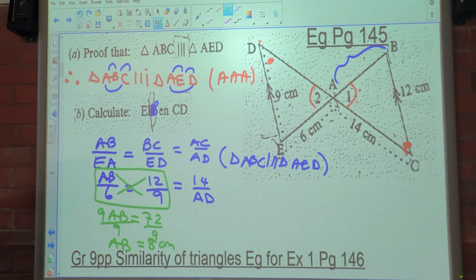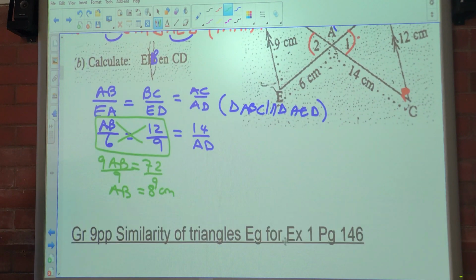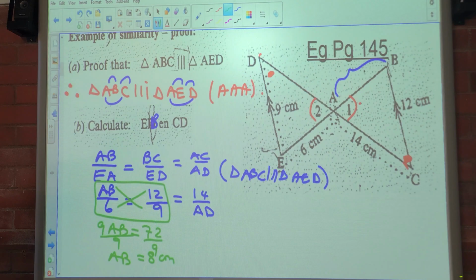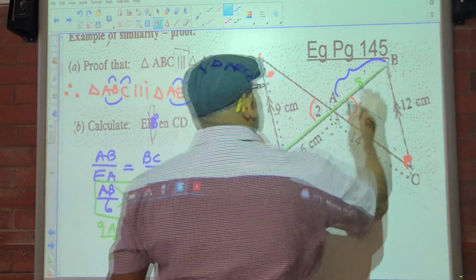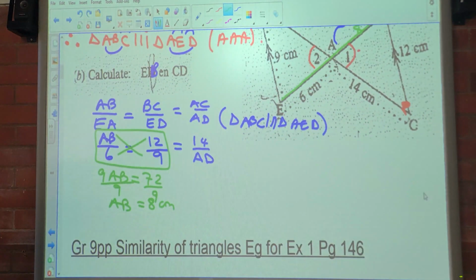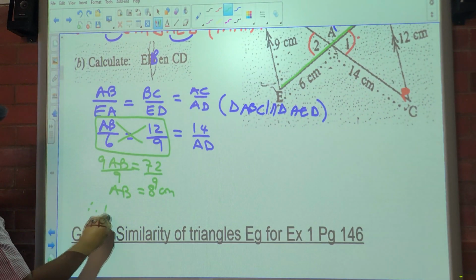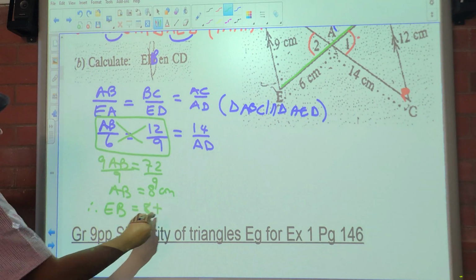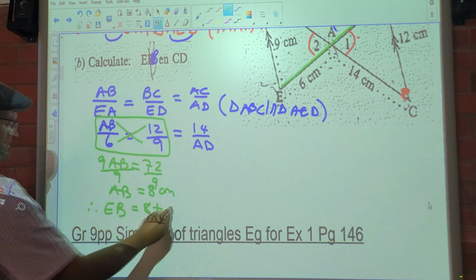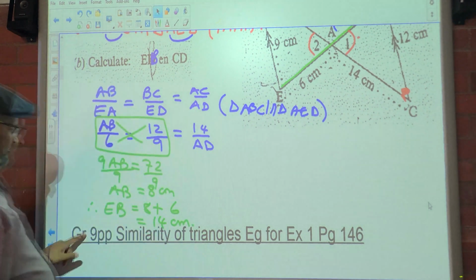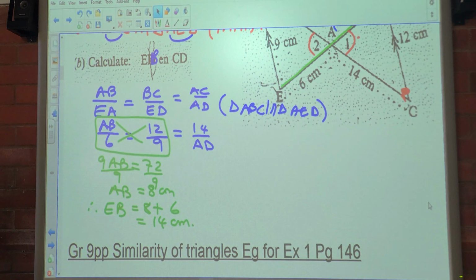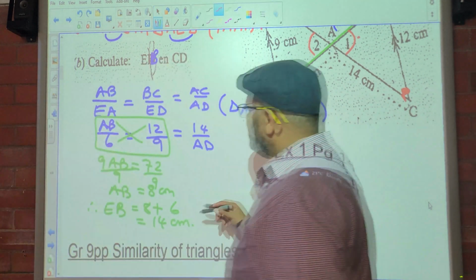But I haven't answered the question. What was the question to work out? The question was for EB. So therefore, EB is going to be 8 plus 6, which is 14 centimeters. Is that too much at once? Okay. I'll go a bit slow on the other side.